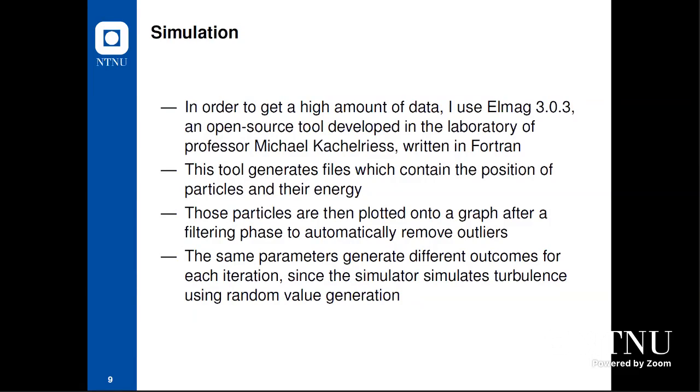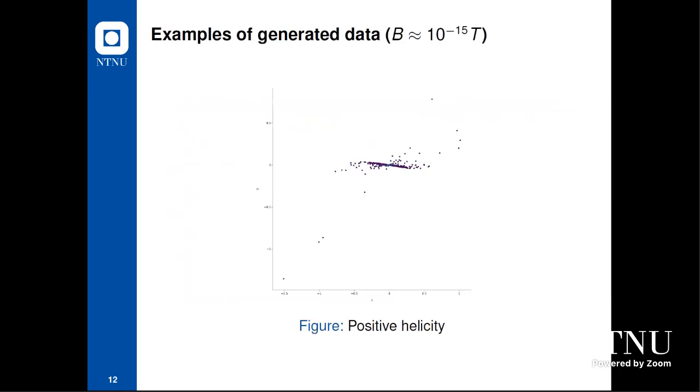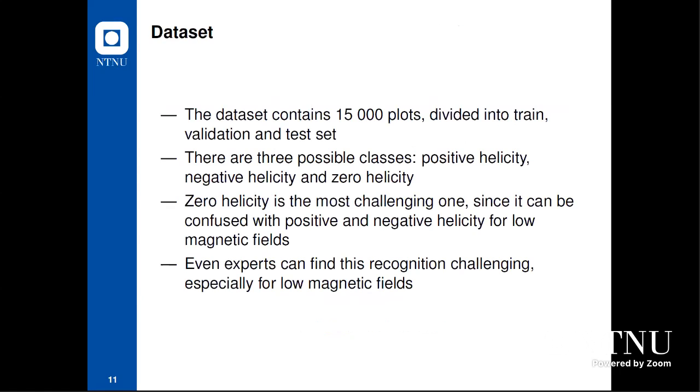And I can probably show, okay, this is the data set. So as I was saying, right now there are 15,000 plots, which I divided into train, validation and test set, with 3 possible classes: positive helicity, negative helicity, and zero helicity. Zero helicity is more challenging, because sometimes it is very similar to positive or negative helicity.